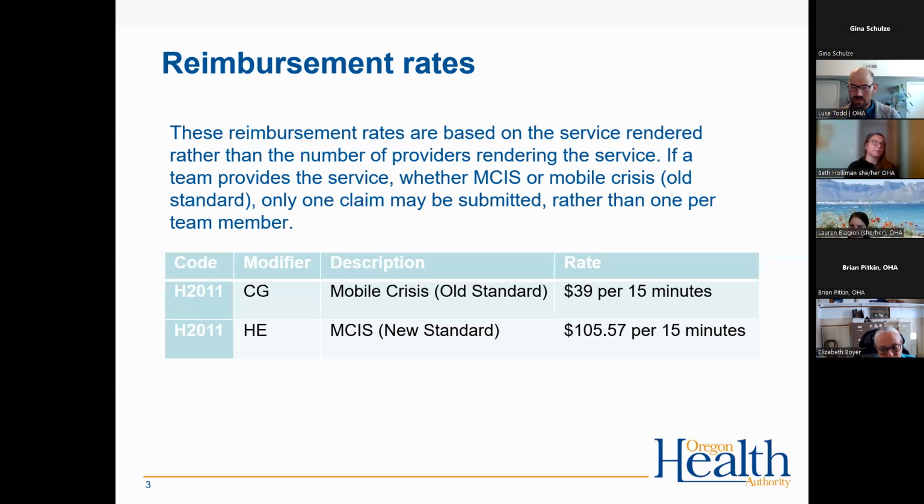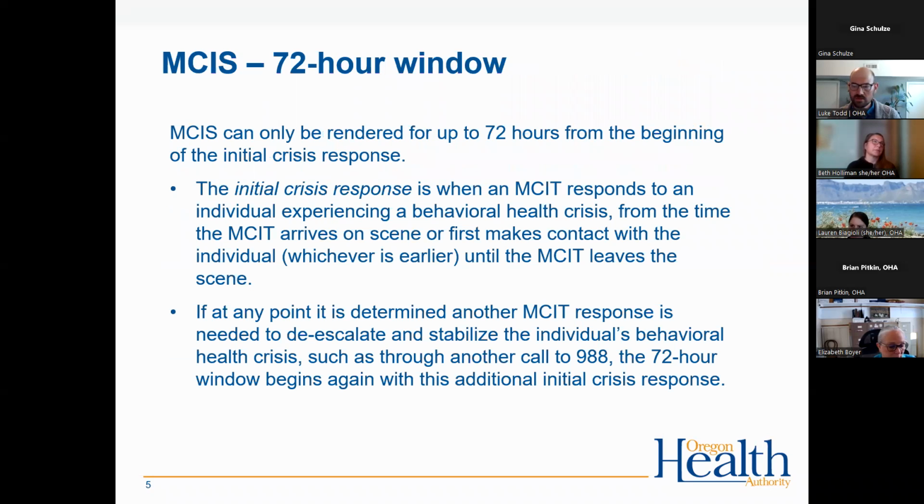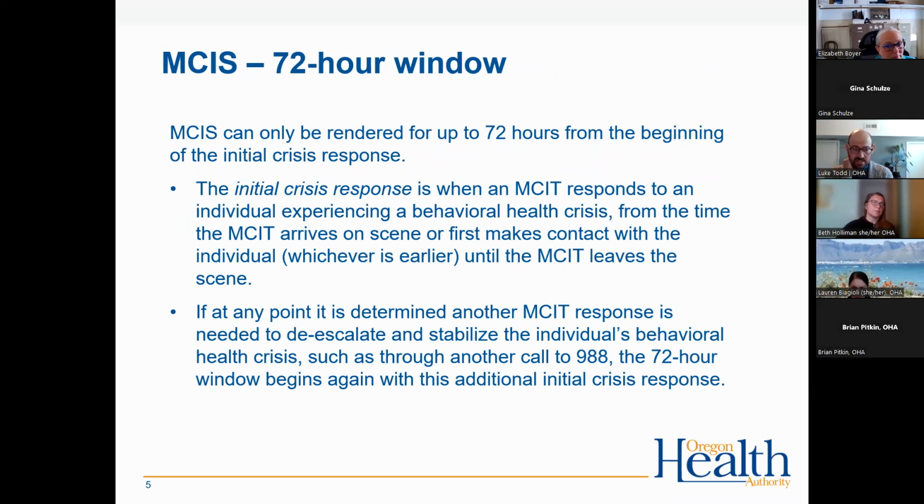And now, Brian, we can jump back to the 72-hour window slide. Another core piece about MCIS is that it can only be rendered for up to 72 hours from the beginning of the initial crisis response. Here's another piece that wasn't as clear as it needed to be earlier. This is a new definition of initial crisis response, which wasn't in rule or guidance previously.